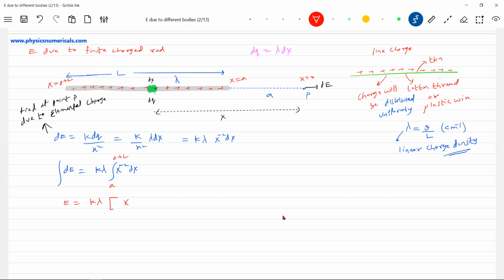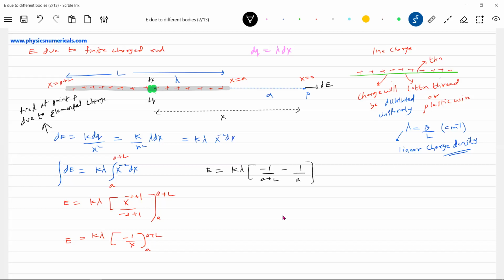Equal to k lambda x to the power of minus 2 plus 1 over minus 2 plus 1, from a to a plus L, which is minus 1 by x from a to a plus L. Minus of minus will be plus. So the final answer will be k lambda L divided by a into a plus L. What is k? k is 1 by 4 pi epsilon naught, as we discussed in yesterday's class. So this will be the electric field due to this finite line charge.